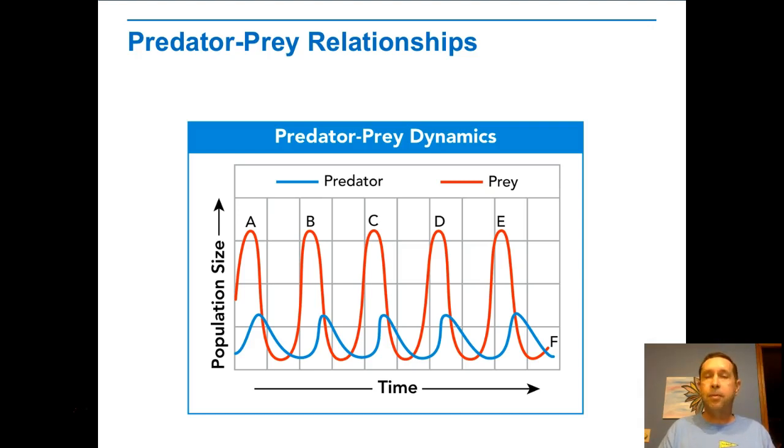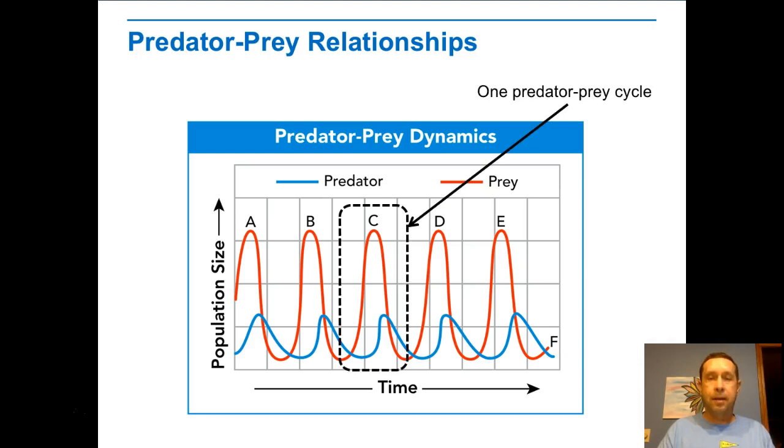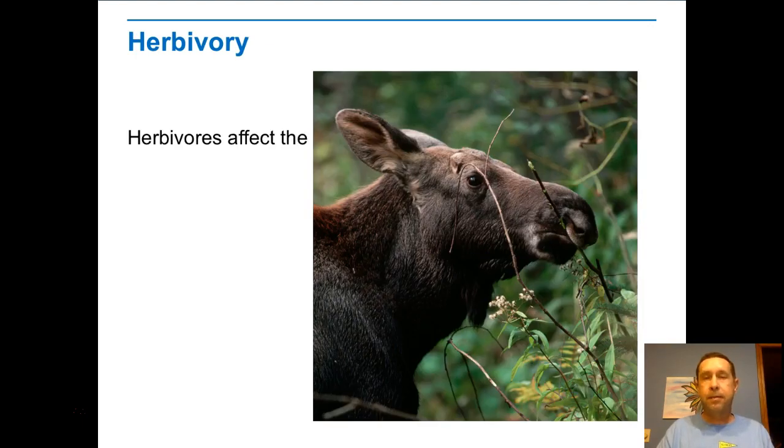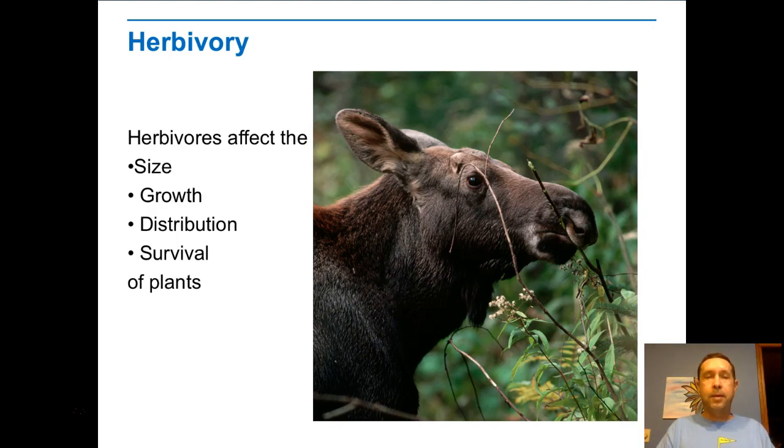Predator-prey relationships are one way that living things interact with other living things. You have predator-prey cycles where as one species goes up, the other one typically goes down and vice versa. Herbivory is kind of like the predator-prey relationship. Herbivores affect the size, the growth, the distribution, and survival of plants by feeding on them.